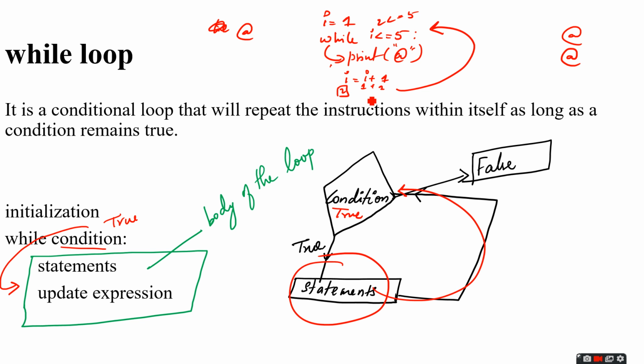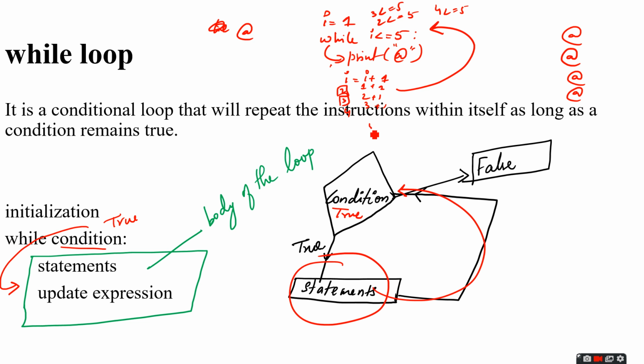Now I equal to I plus 1. That is 2 plus 1. It is 3. Again, we will go back to the loop and we will check 3 less than or equal to 5. Condition true. Print @ will be printed. Again, we will do I equal to I plus 1. That is 3 plus 1. It is 4. We will check 4 less than or equal to 5. Condition true. Print @ is printed.